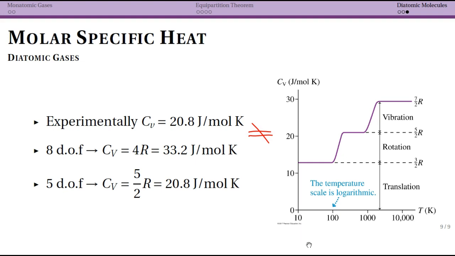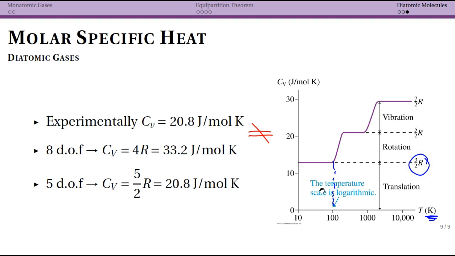So if you, for instance, go below about 100 Kelvin, remember that this is Kelvin, so 100 Kelvin is pretty cold. At that point, you actually have a molar specific heat for a diatomic gas of 3/2 R. Why? Because at that point it can only translate. No longer do you have rotation, no longer do you have vibration. So at cold enough temperatures, a diatomic gas actually acts just like a monatomic gas.